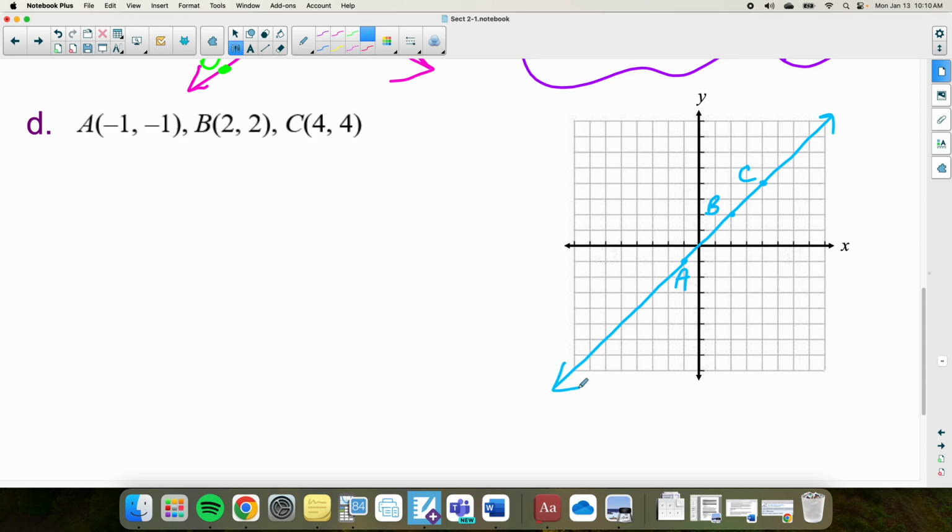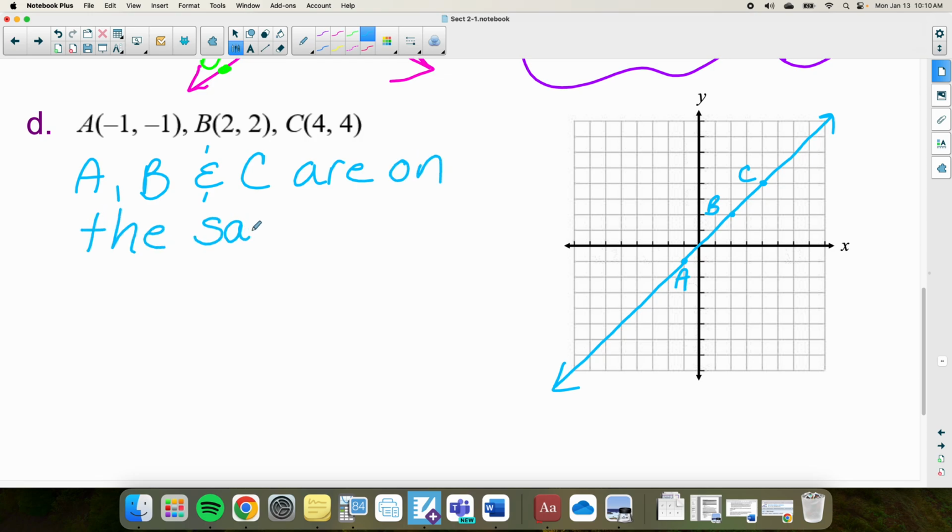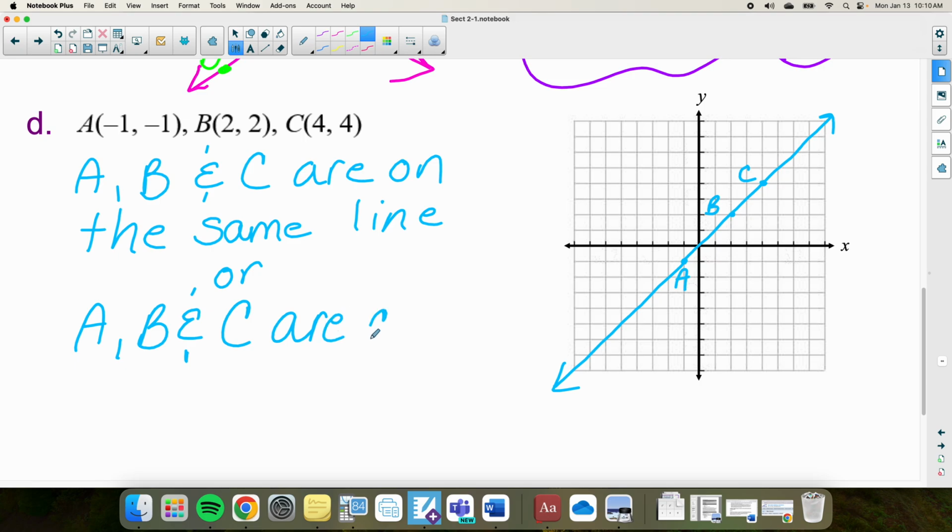So we could say A, B, and C are on the same line. Or, do you guys remember what word it is when you say points are on the same line? Collinear. So we can say A, B, and C are collinear. So either of those would work.